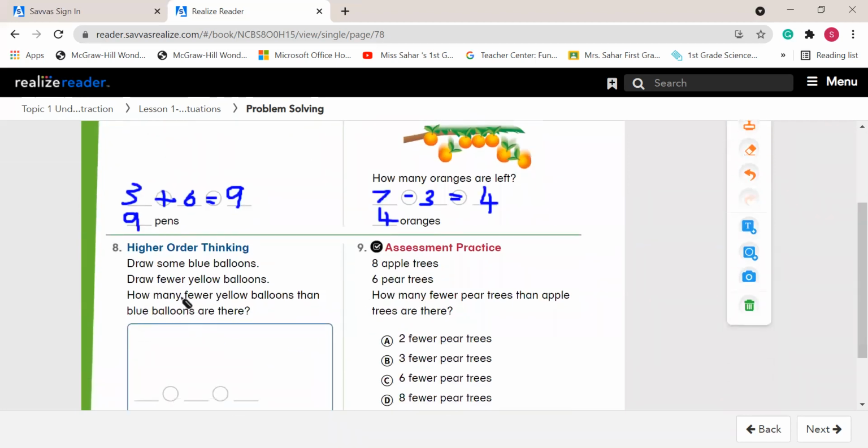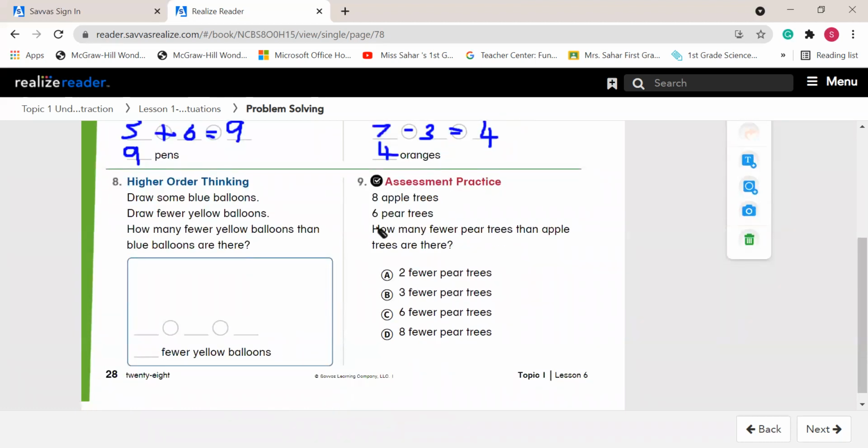All right. Draw some blue balloons, draw fewer yellow balloons. How many fewer yellow balloons than blue balloons are there? So it's up to you. We can draw, for example, 6 blue balloons and only 2 yellows, and then you're gonna do your equation. 6 take away 2, or minus 2, equals, and then you will say that you have 4 yellow balloons fewer than the blue balloons. So this is my example, but then you can use any numbers and draw and have fun.